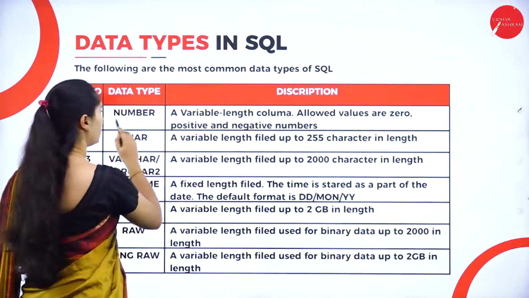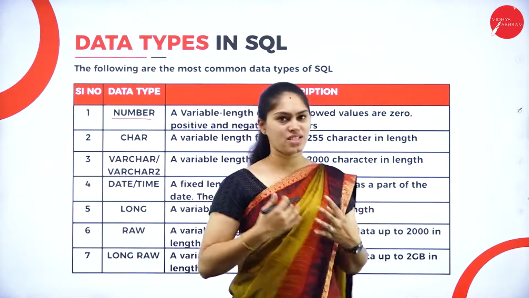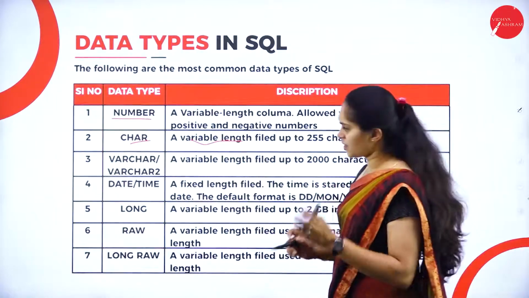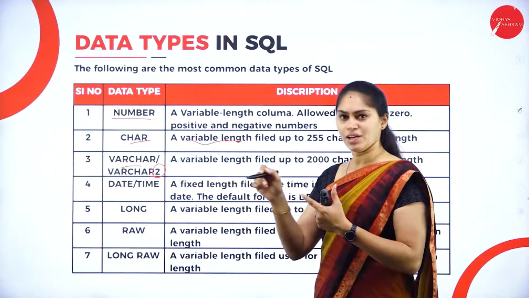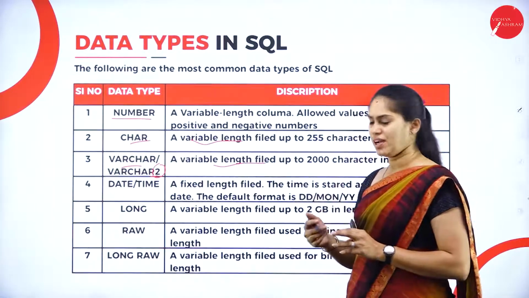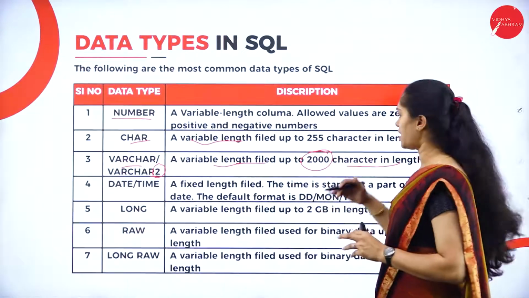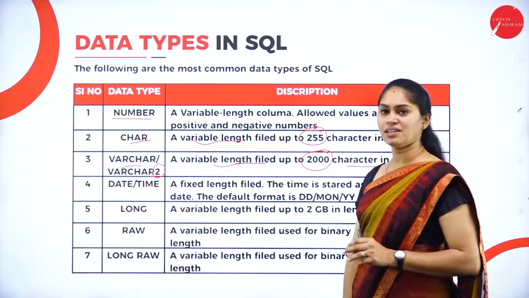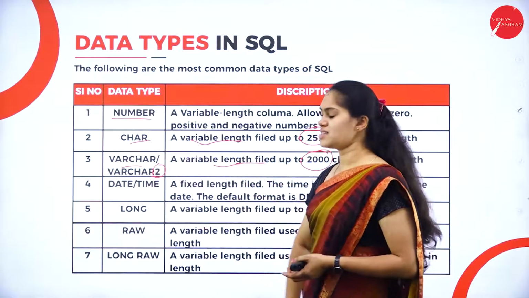So first is NUMBER, which is mainly used to specify values in terms of numbers. And also we have CHAR, which is of fixed length. Then we have VARCHAR or VARCHAR2. You can use either VARCHAR or VARCHAR2, and within that you have to specify its size. It can be filled up to 2000 characters in length. But if you are using CHAR, only up to 255 characters it is able to hold. If you want to give more than that, then we have to use VARCHAR2.